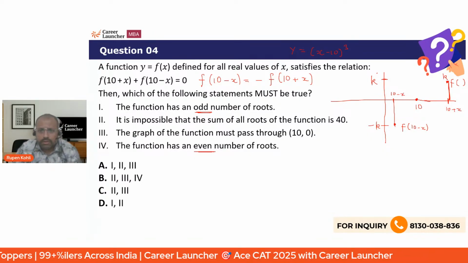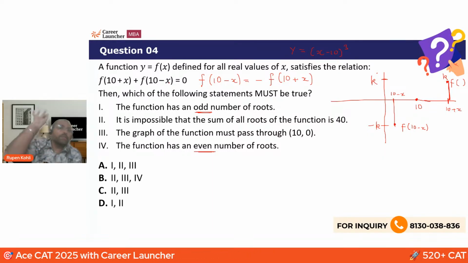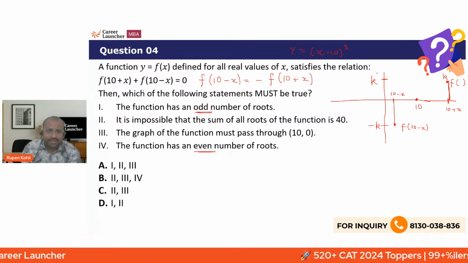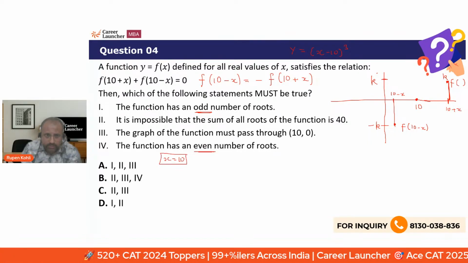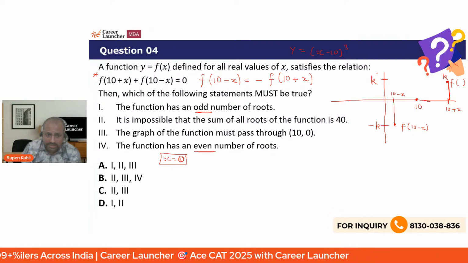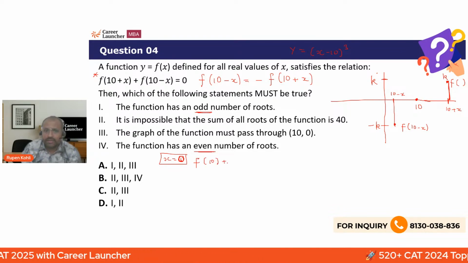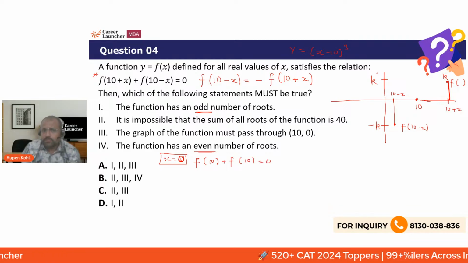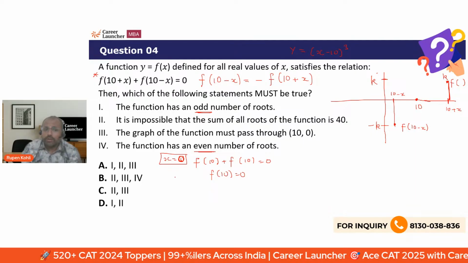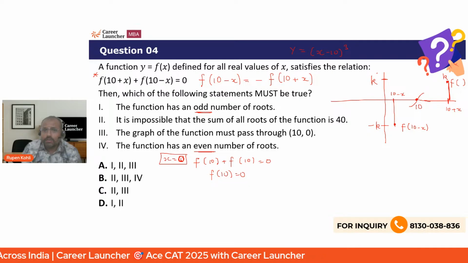Now look at the fact we have this equation. Whenever we are given a functional equation, it is always valid for all values of x. Now in this equation, just put x equal to 0, not 10, 0. What do you get? You get f of 10 plus 0, so f of 10, plus f of 10 minus 0, so f of 10, is 0, which means twice f of 10 is 0, which means what? F of 10 is 0, which means x equal to 10 is a root of this graph. This graph must be passing through the point 10 comma 0.